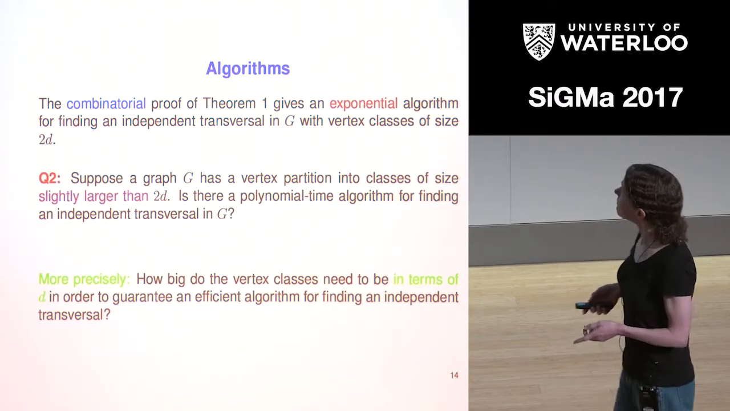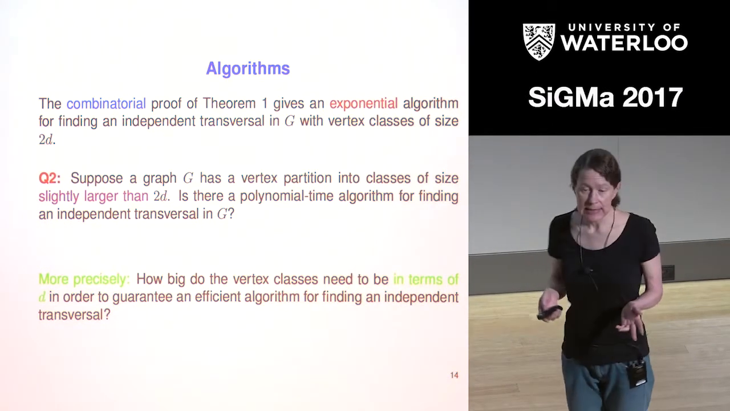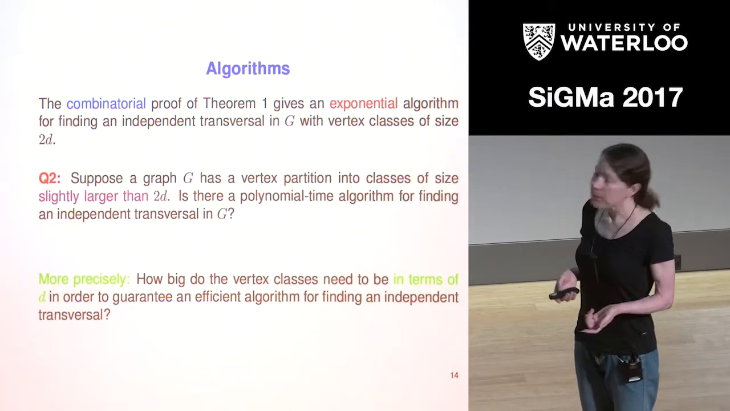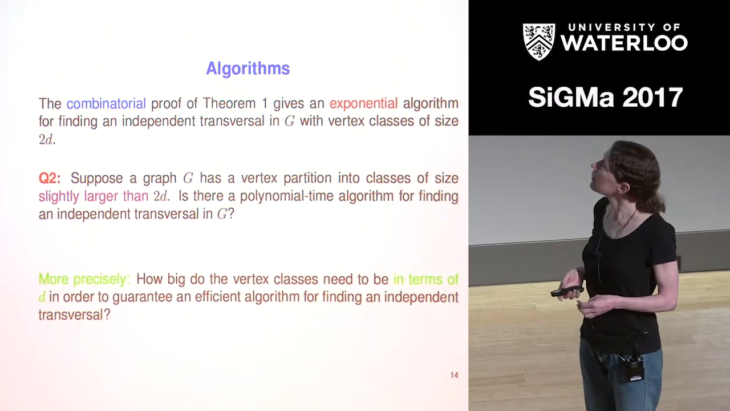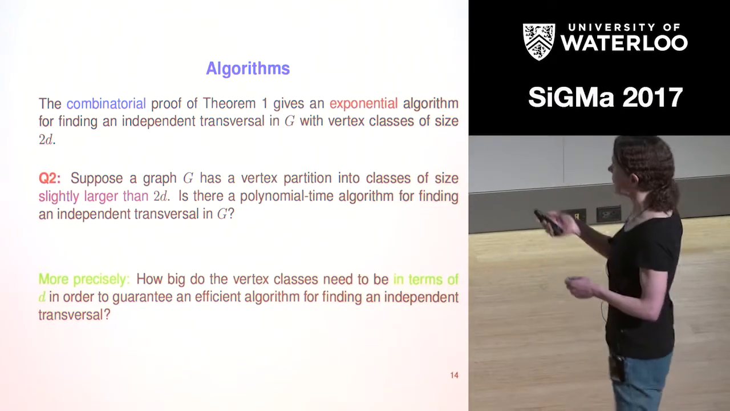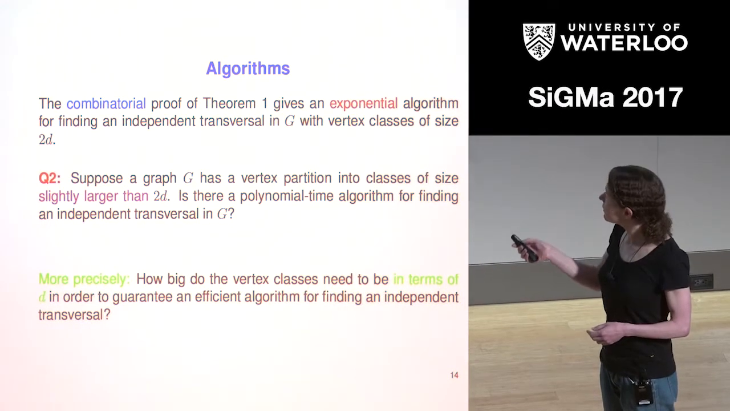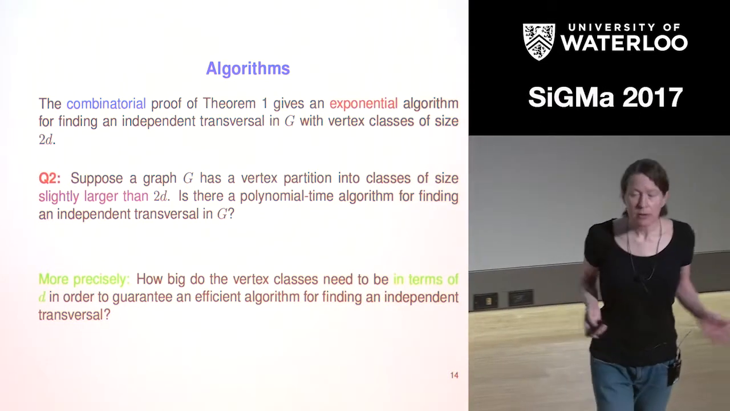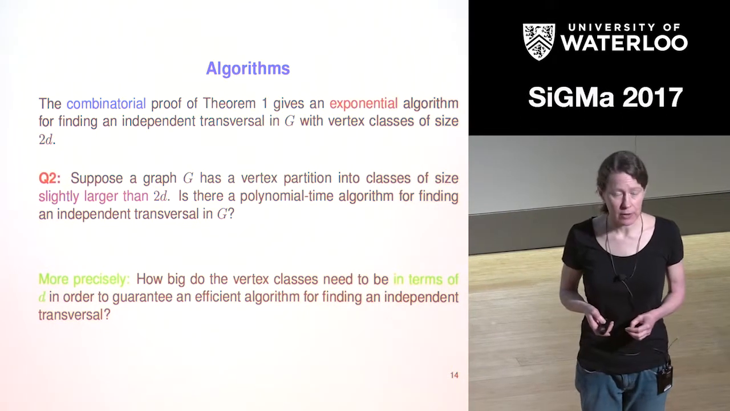So the second question: if we are allowed to pay a little bit and maybe allow the vertex classes to have size slightly larger than 2D, can we, by paying a little bit like that, actually get a polynomial time algorithm which will find an independent transversal for us? From the algorithmic point of view, this would be maybe worth it, to spend a little extra here. To say that question in a more quantitative way, how big should the vertex classes be in order to get an efficient algorithm for finding a transversal?